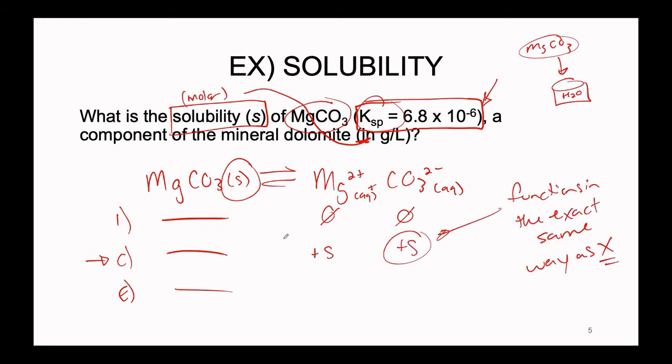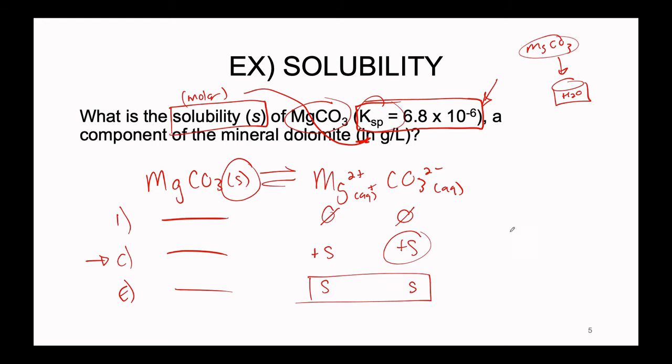So from here we have the magnesium carbonate dissolving into some amount of magnesium and carbonate being represented by this S. And so once we've reached equilibrium, the amount that we're going to have is going to exactly be equal to S. So now we have one unknown and one equation that we can set up using this Ksp.